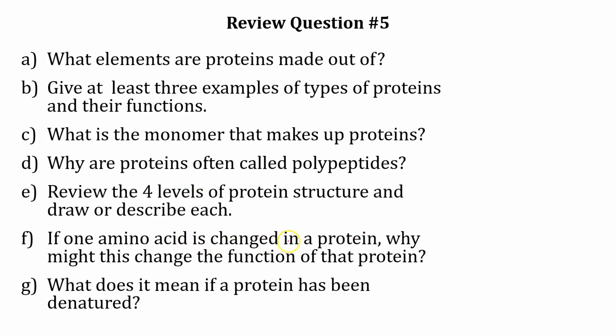If you change the amino acid of one protein, why might this change the function of that protein? Well, the shape is determined by the series of amino acids, and so if you alter one amino acid, it can cause a slight change in the shape, and we said it's the shape that determines the function, so changing the shape would lead to a change in the function of the protein. And what does it mean if a protein has been denatured? It means that the shape has been changed, either due to temperature, pH, osmolarity, pressure.